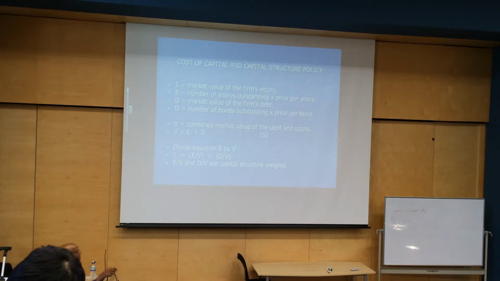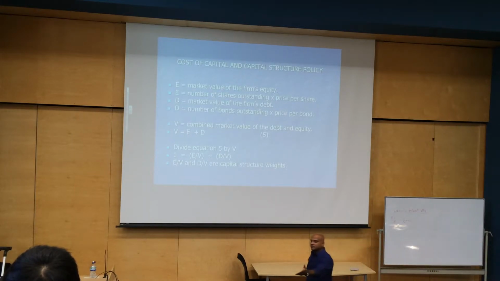Price per share, what's that? Why would that change? Coupon rate is fixed, face value is fixed, coupon payment is fixed. Why would that change? If that doesn't change much, and the number of bonds doesn't change much, then D is fixed. But does it stay the same? Price per bond?